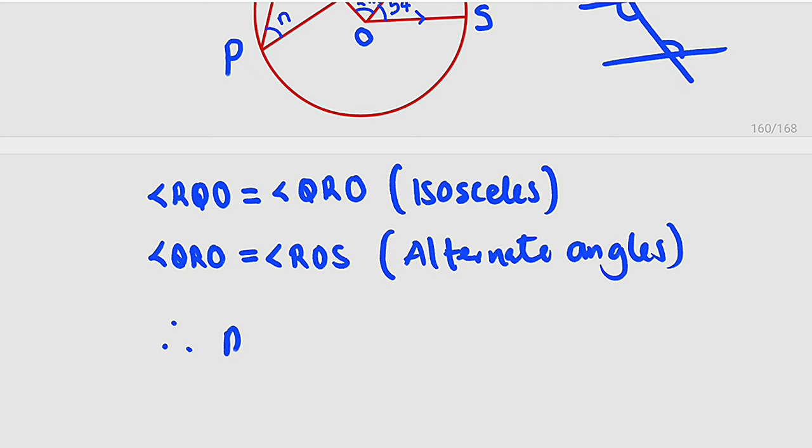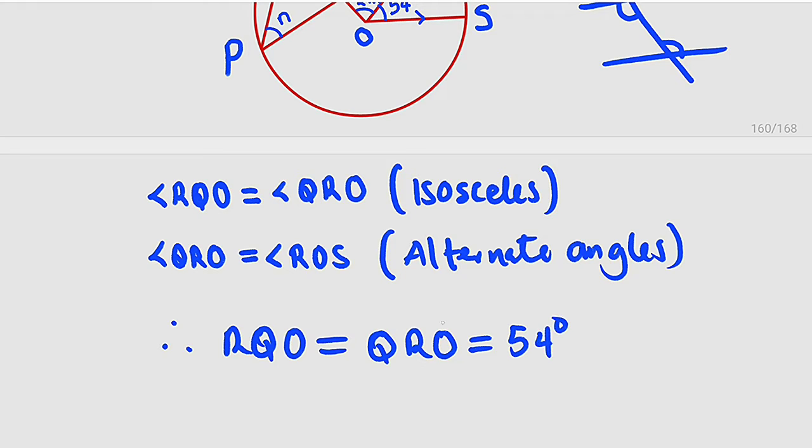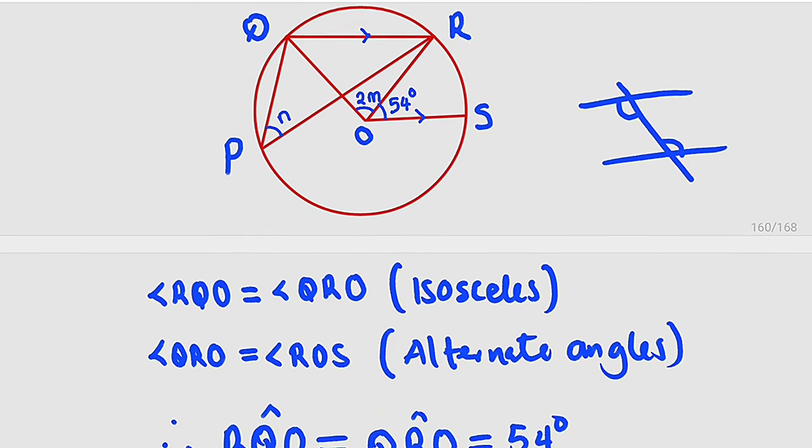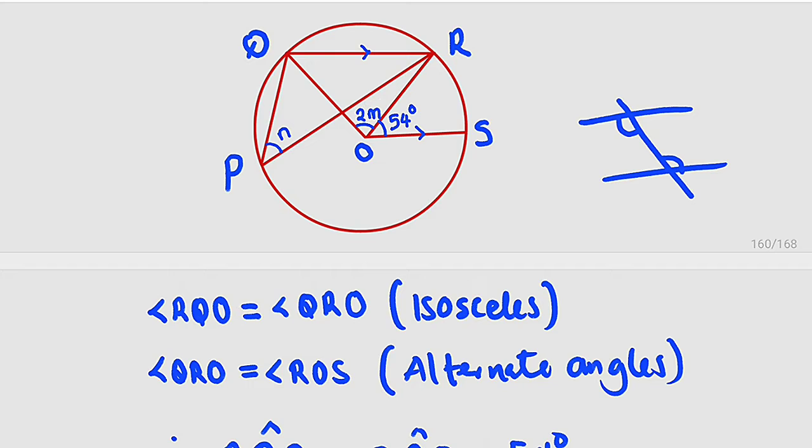Therefore, RQO equal to QRO, which is equal to 54 degrees. I have already declared why these are the same because of the isosceles. All right, remember that we are looking for M before we come back to N.